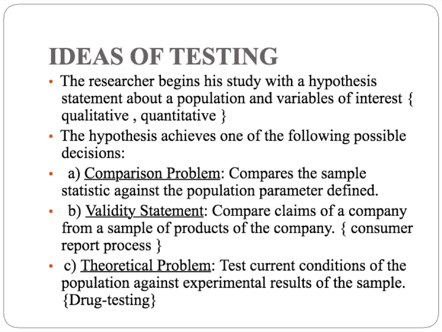The hypothesis achieves one of the following possible decisions. It can be a comparison problem, which compares the sample statistic against the population parameter defined. It can be a validity statement, which compares the claims of a company from a sample of products of the company, like the Consumer Reports process. Or finally, it can be a scientific problem, a theoretical problem that tests current conditions of the population against experimental results of the sample. Drug testing is one such example.